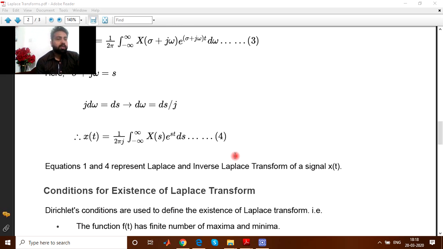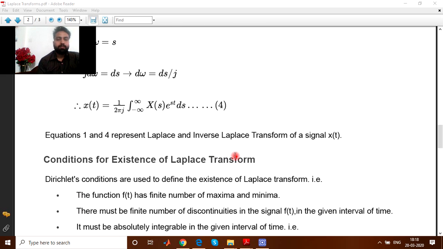So from equation number 1 we get the basic original formula of the Laplace transformation, and from equation number 4 one can easily get the inverse Laplace transformation. It means any transformation from time domain to frequency domain, and back from frequency domain to time domain, can be obtained with the help of equation number 1 and equation number 4.